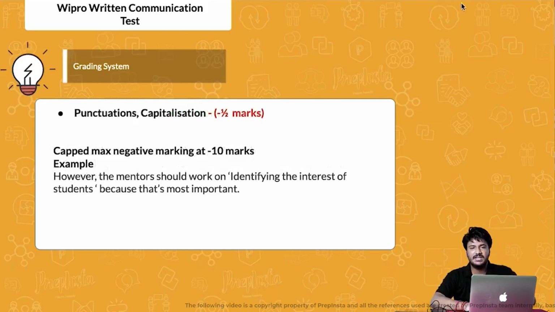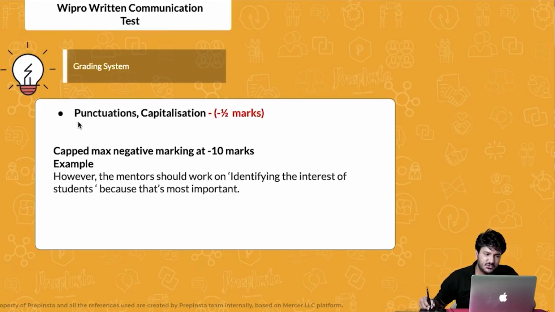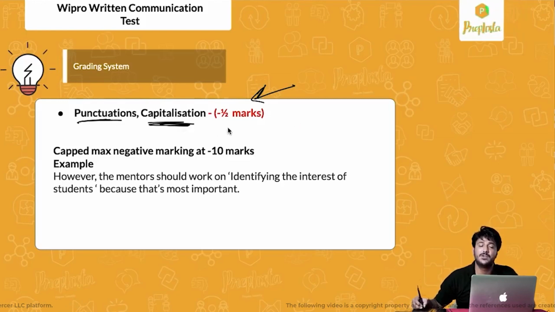The next thing is important, and it is one thing that you cannot ignore: the punctuation and the capitalization. Basically it is negative marking. They do not give you any positive marks, but they will give you negative marks if you make any error.